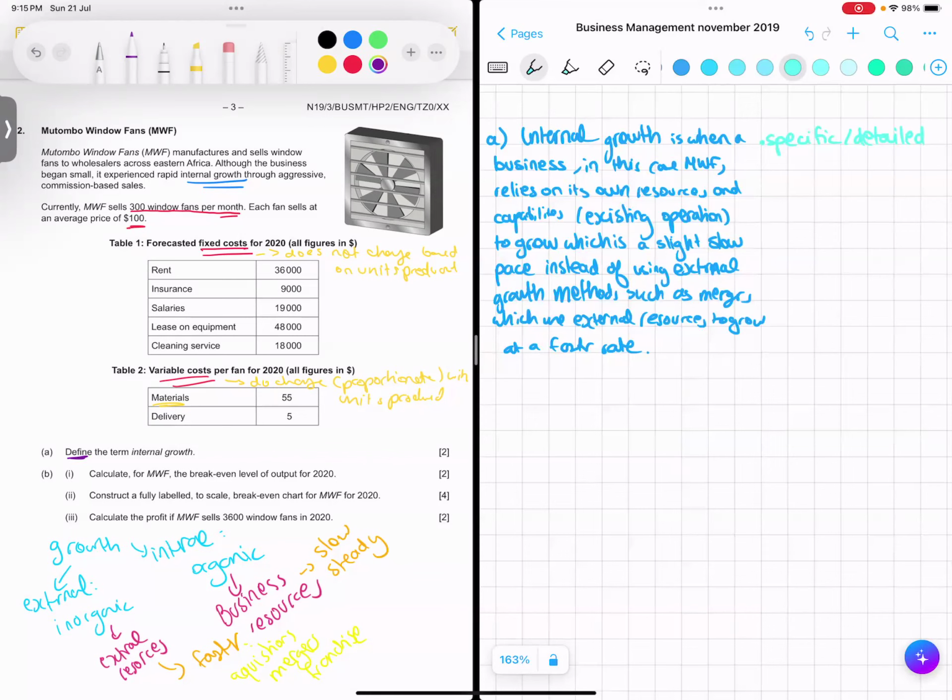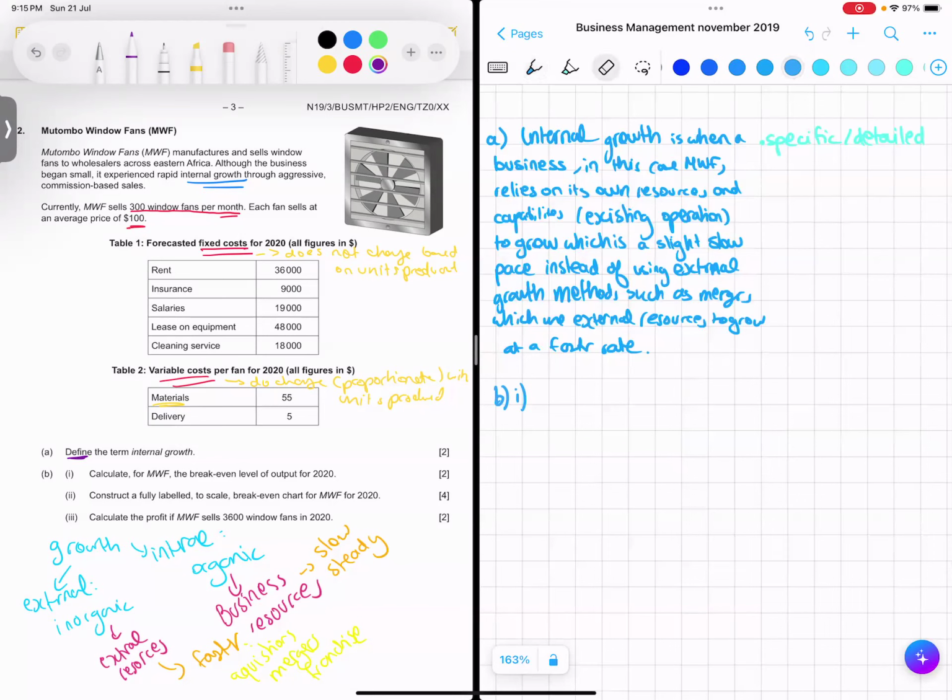So now we're going to continue. For question B, we have: calculate for MWF the break-even level of output. For the break-even level of output, it's quite easy.